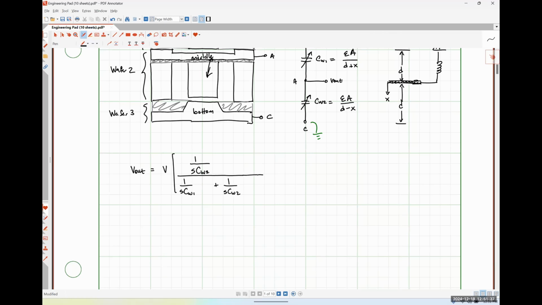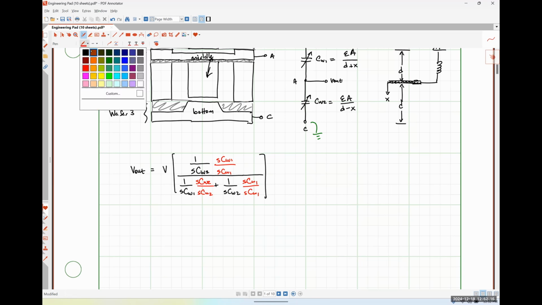To make this math work out a little bit easier, I might multiply through by some things to make this math a little better, right? So if I multiplied by SCW2 over SCW2, this guy by SCW1 over SCW1, and this guy by SCW1 over SCW1, I wind up having a common denominator for all of my denominators that will simply cancel, right?